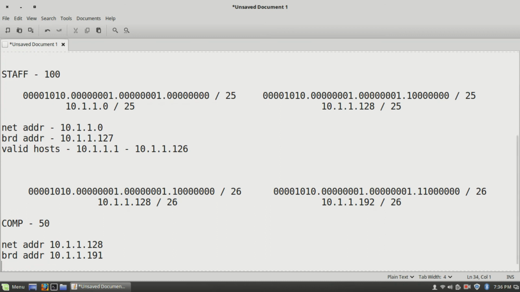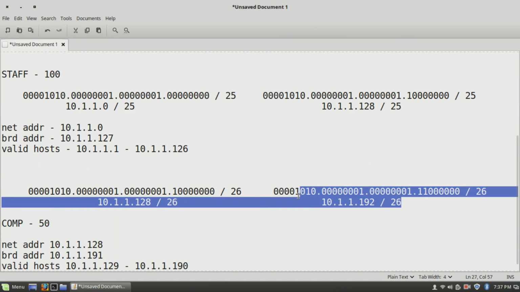Okay, and the valid hosts would be everything in between, 10.1.1.129 to 10.1.1.190. If you calculate, it is around 62 IPs, including 129 and 190. So there are 62 IPs that can be assigned to hosts, which is greater than 50, right? So again, there would be 12 IPs that will not be used and will be wasted, but there's nothing we can do about it. Okay, yeah. So we are done with computer as well.